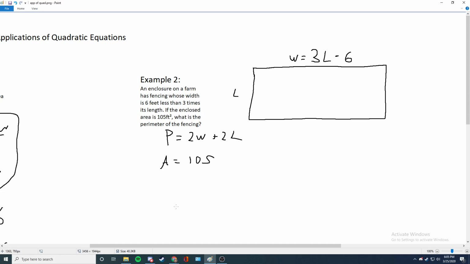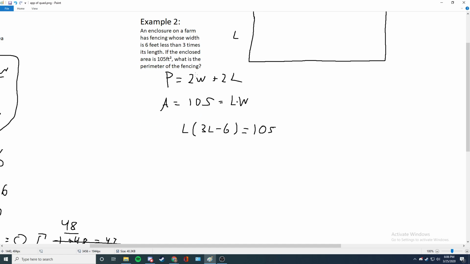feet squared. So just like the last one, we're going to be dealing with the area formula to solve for either the length or the width first. So remember, length times width. And since we have an equation in terms of L for W, we can substitute that in again. So let's do that. We have L times 3L minus 6, and that's still equal to 105. Now we'll simplify this side. 3L squared minus 6L equals 105.